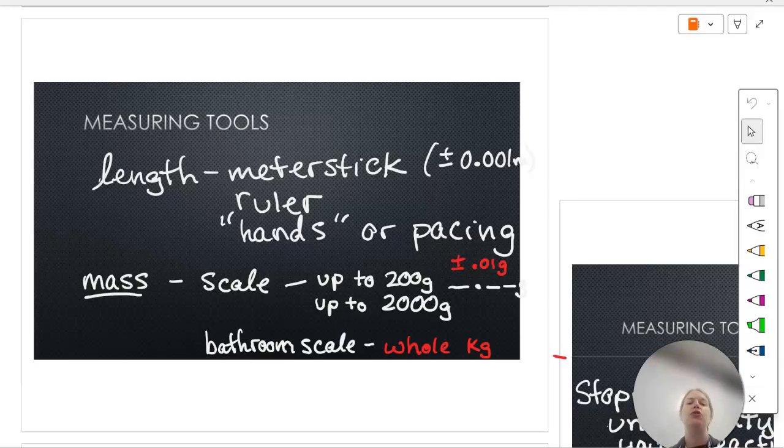We could also just use a ruler. If it's a smaller thing, we might want to use a ruler, or we could pace it. We could do hands, or we could pace it with our legs, but to be nice and precise, we would use a meter stick or a ruler most of the time.